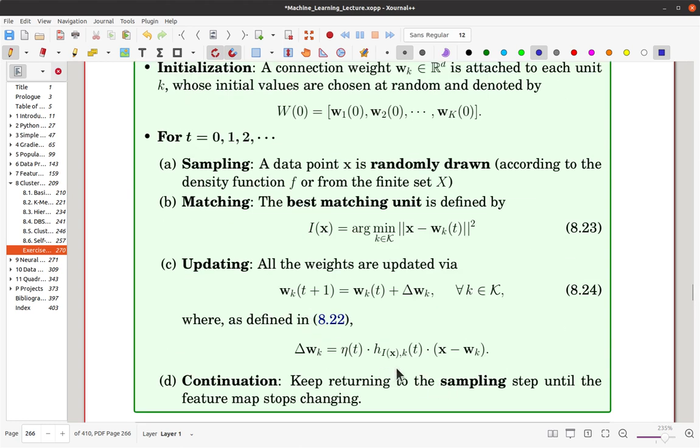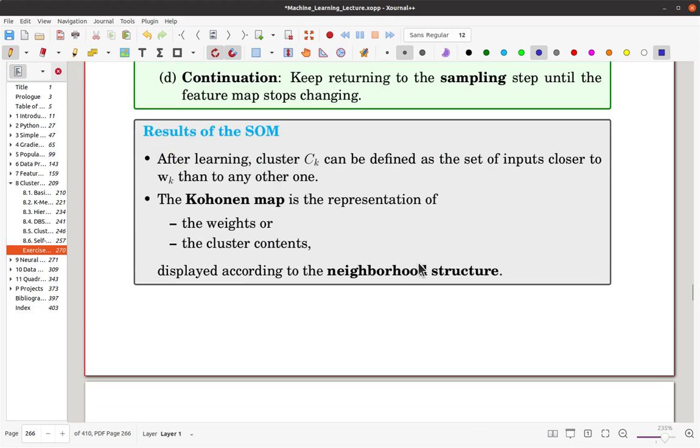Correspondingly, the neighborhood function will be defined, and that is a sort of cooperation, and then the weights are updated. This is now adaptation. This sampling, matching, and updating will continue up to the point that the feature map stops changing. And that's the algorithm for the SOM.